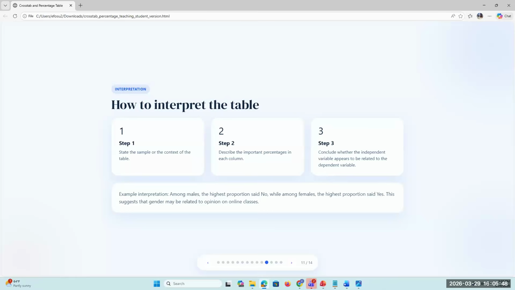This suggests that opinions on online classes differ by gender. So maybe males have this, females have this. That's what you should put in your mind. So this tells you what sentence comes first, what follows, and what sentence you're going to end it with.